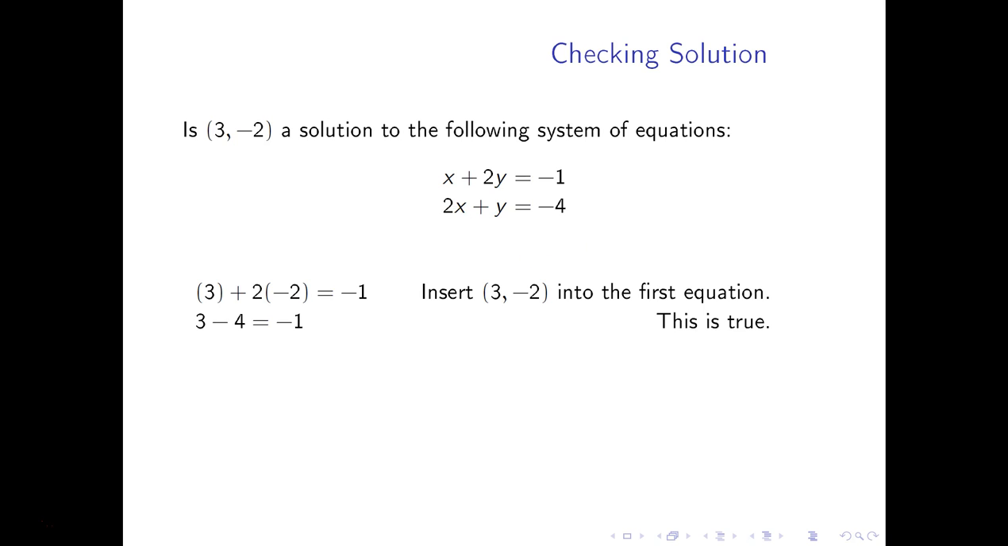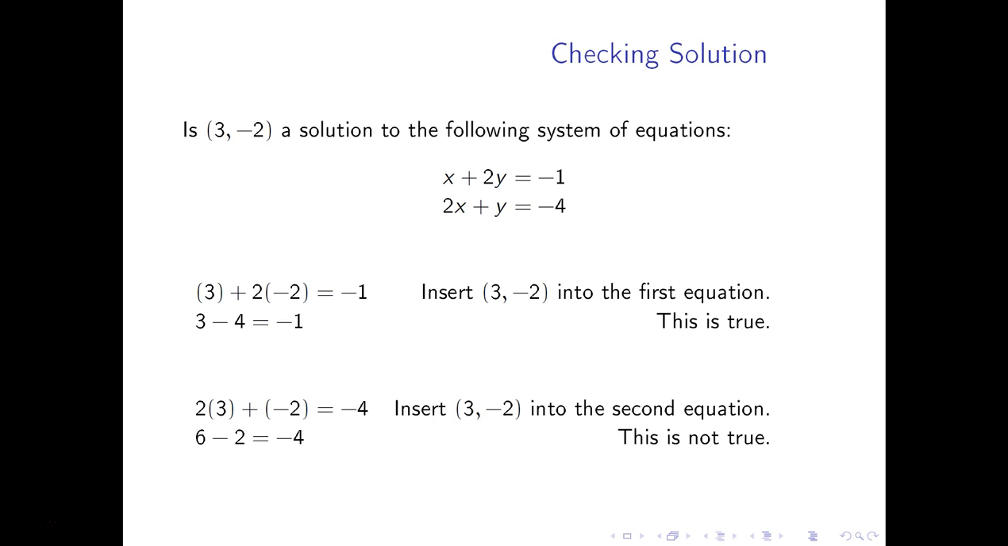Okay, hopefully you did it. First thing you did was you inserted the point. Then you got 6 minus 2 is equal to negative 4. That is not true because 6 minus 2 is positive 4. So that's not true, which means our point is not a solution to the system of equations. So we can always check our answer by just plugging it back into the original equations.